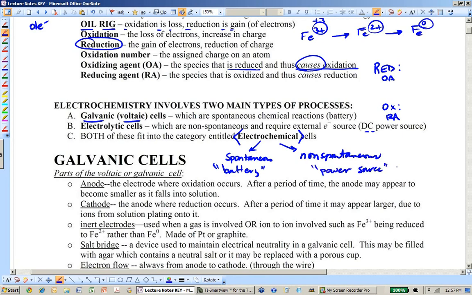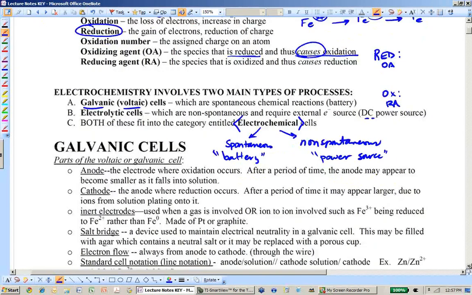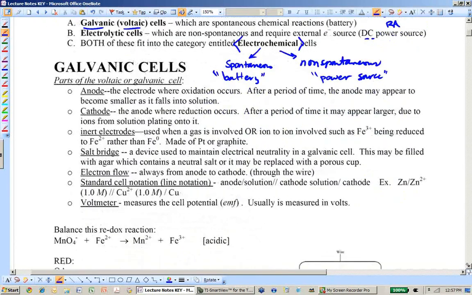Then we have a whole other set of terms, and these are the actual parts, or the anatomy, if you will, of the galvanic or voltaic cell. So there is an anode, and there is a cathode. These are words that you may have heard of before. Matter of fact, you may have heard of the words anion and cation, which are related to these two words, and we'll make those terms perfectly clear in a bit.